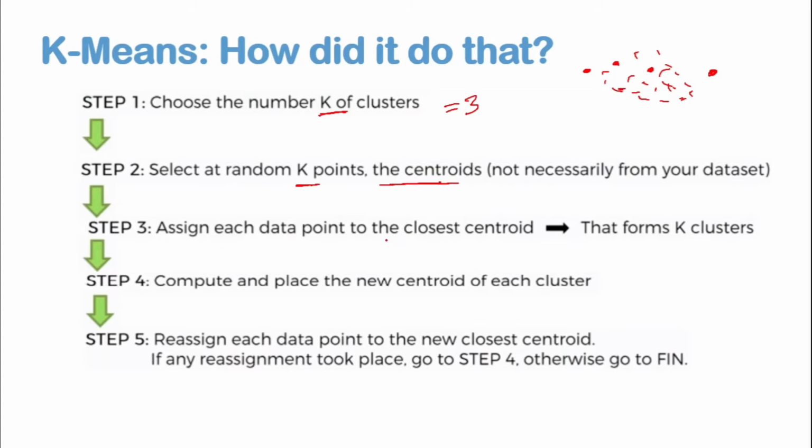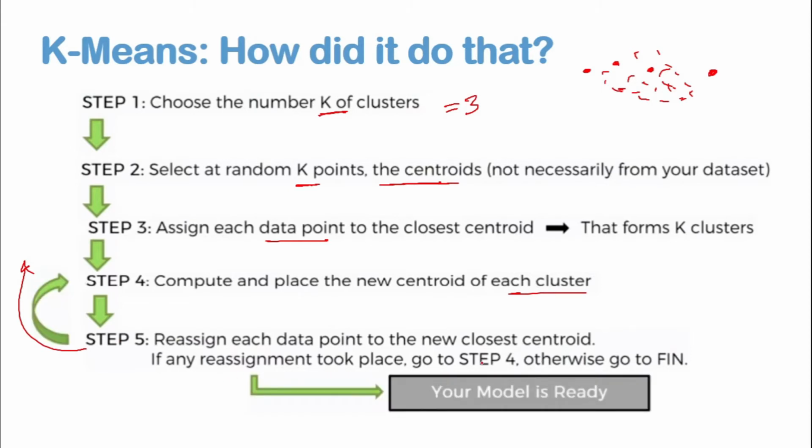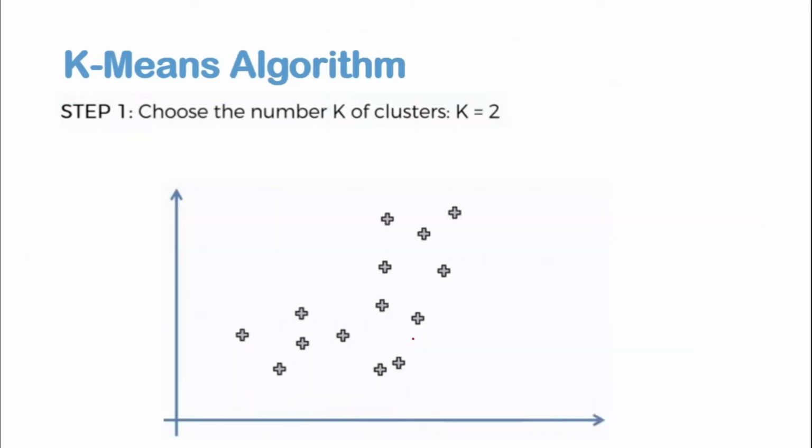Assign each data point to the closest centroid. Then assigning the data points to the closest centroid forms K clusters. Compute and place the new centroid for each cluster, repeat the assignment again, and finally we have the model ready. Okay, this is just an algorithm, but we need to understand how it works.